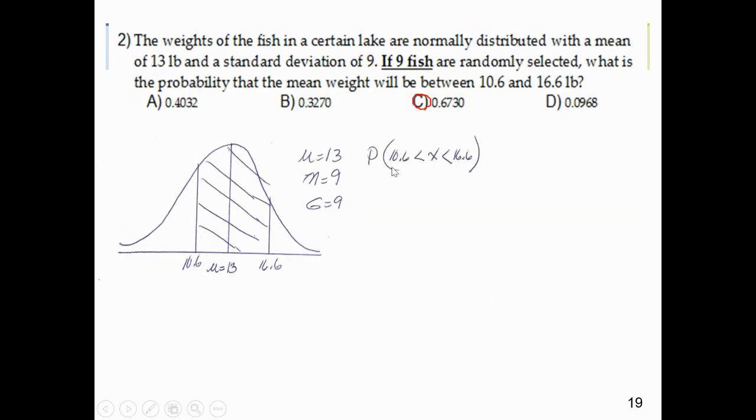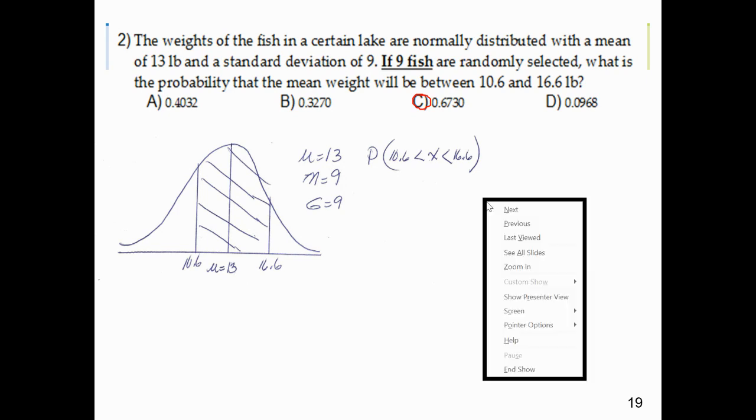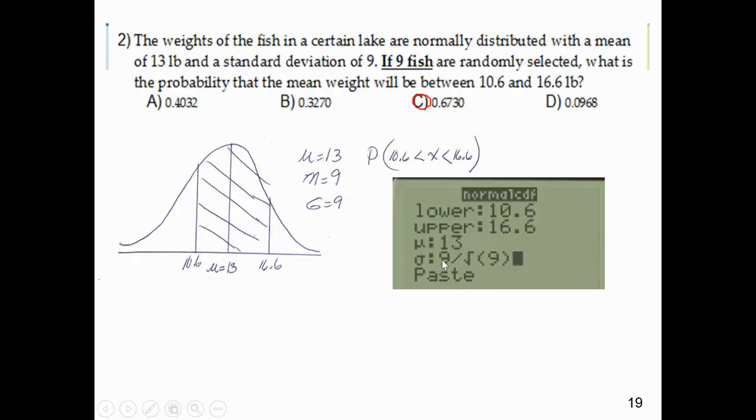The next one, you're looking for the area between 10.6 and 16.6 for 9 fish, not a single fish, 9 fish. There's your mean of 13. There's your n value, 9 fish. Suspiciously, the original standard deviation is 9 as well. So you're looking for the area between this low number and that number. There's your low, there's your high, there's your mean. And then the standard deviation is the original standard deviation, 9, that he tells me in the problem. Standard deviation of 9 divided by the square root of n, which also happens suspiciously to be 9.